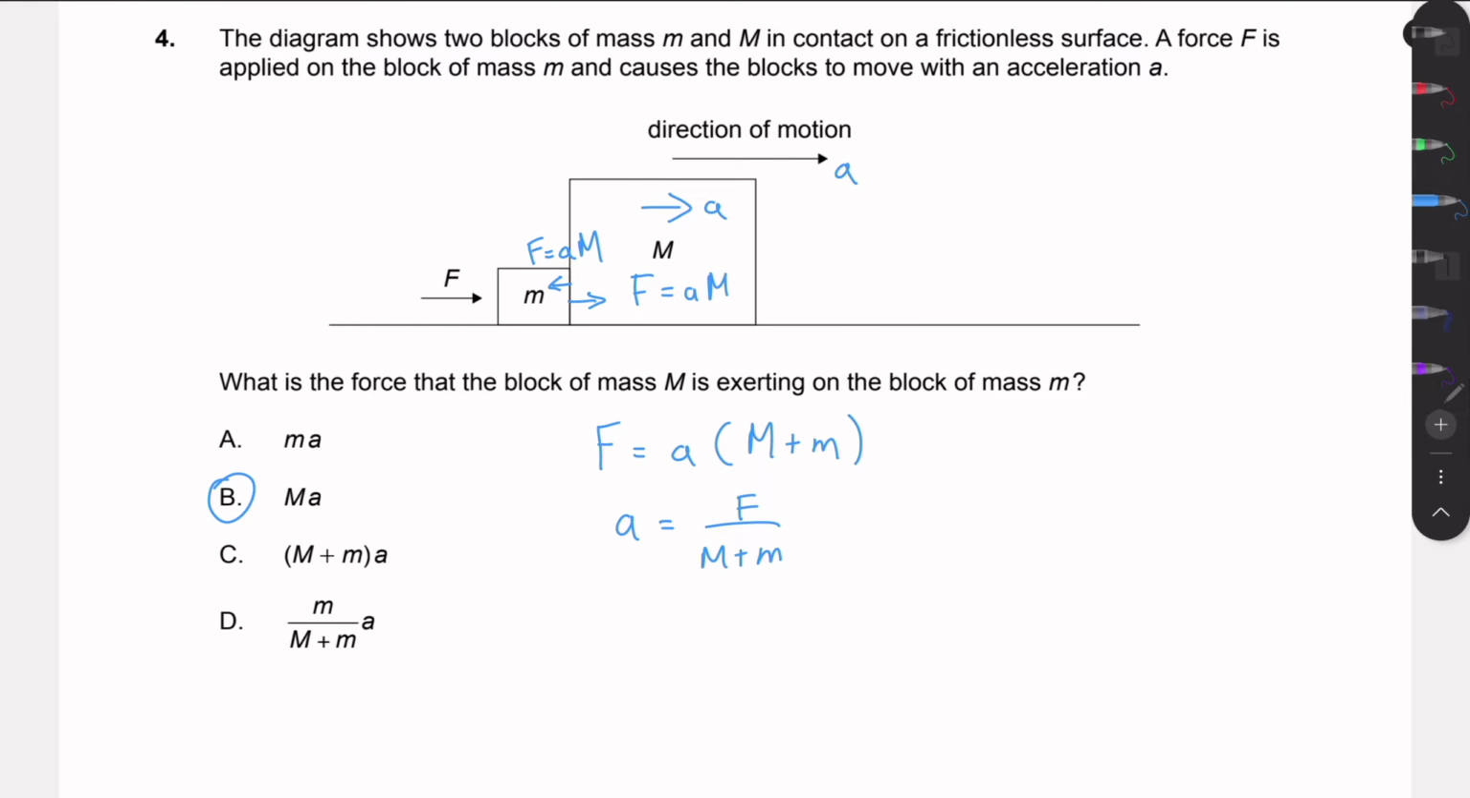So this can be simply solved with Newton's third law, that there's an equal and opposite reaction force. And since the whole system is moving with an acceleration a, the big block is also moving with an acceleration a.